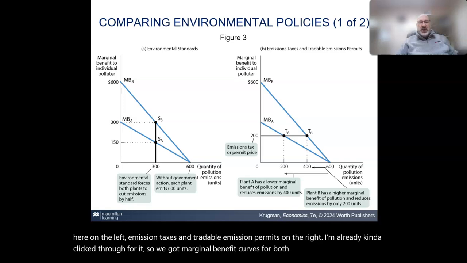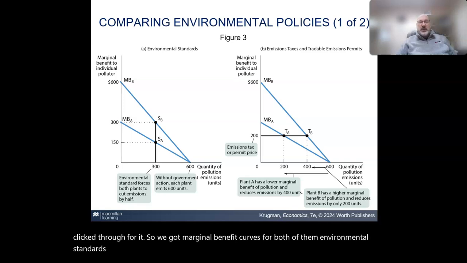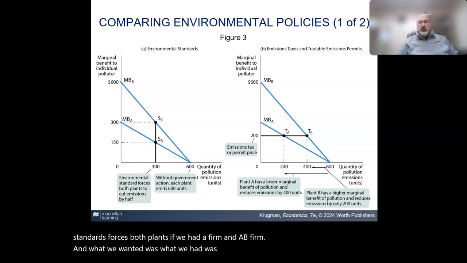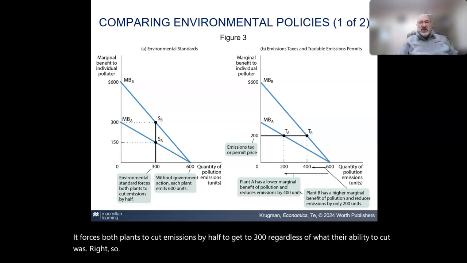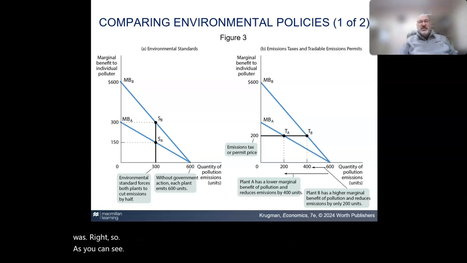Environmental standards forces both plants. If we had an A firm and a B firm, and what we had was 600 pollution emissions, it forces both plants to cut emissions by half to get to 300, regardless of what their ability to cut was. So, as you can see, A has a much lower cost to cut than B does. So that is the way that would go.